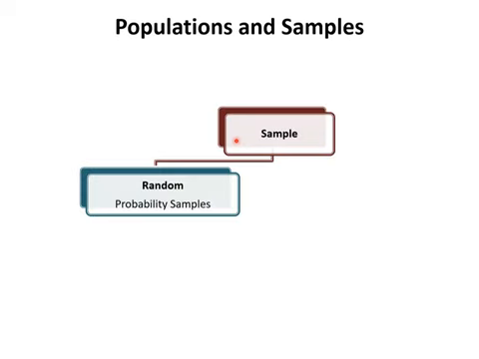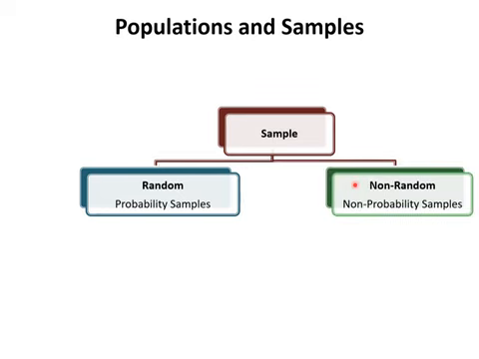Different types of sample. The first one is random sample or probability samples. In this type, everyone has equal chance to be selected. The aim of this type of sample is to make the sample as close as possible to the target population by decreasing the chance of error and limiting the sampling bias.